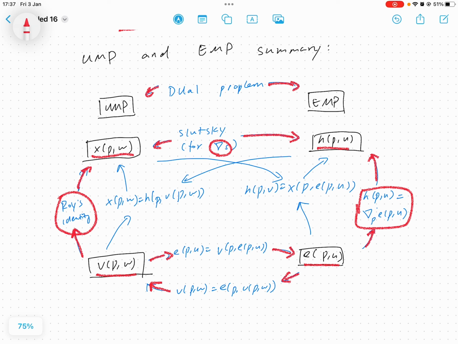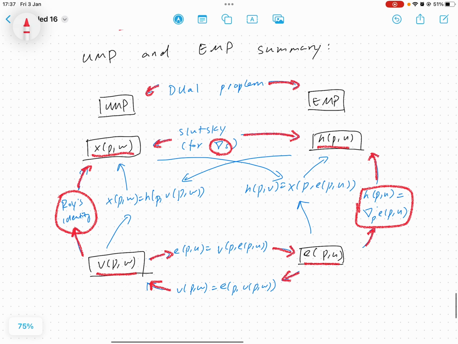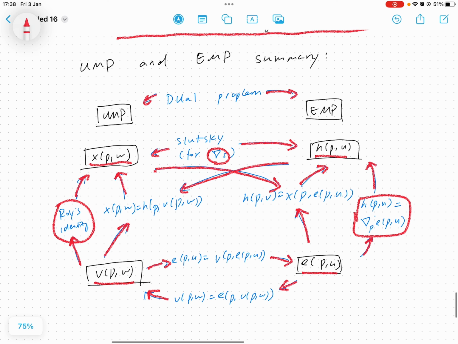The remaining are some other relationships we also discussed previously: we can use this H together with this indirect utility to represent the Walrasian demand, or the other way around, we can use the Walrasian demand and this expenditure function to represent the Hicksian demand. Those together complete this whole map of the relationships between the UMP and EMP, the dual problems. I hope this will be useful. Good.